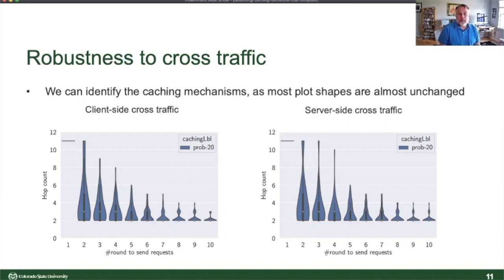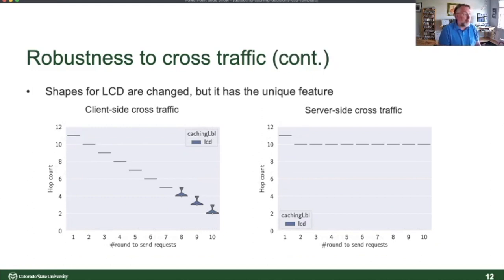So we did two experiments. We did some cross-traffic near the client, and we did some cross-traffic near the producer. And what you see here, and this is the probability 20%, is that you still see the same general shape of curves, okay? Your data is still cached with some probability in the path, and we see similar patterns to the ones we saw before, so you would still recognize this as probabilistic caching. All good.